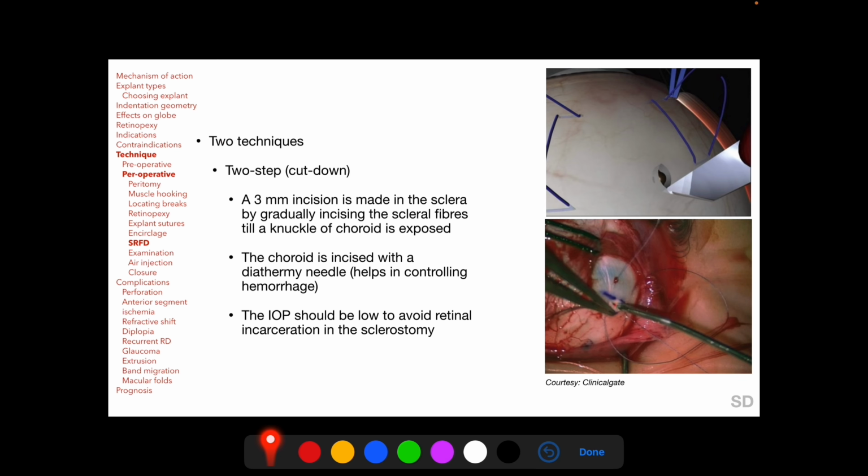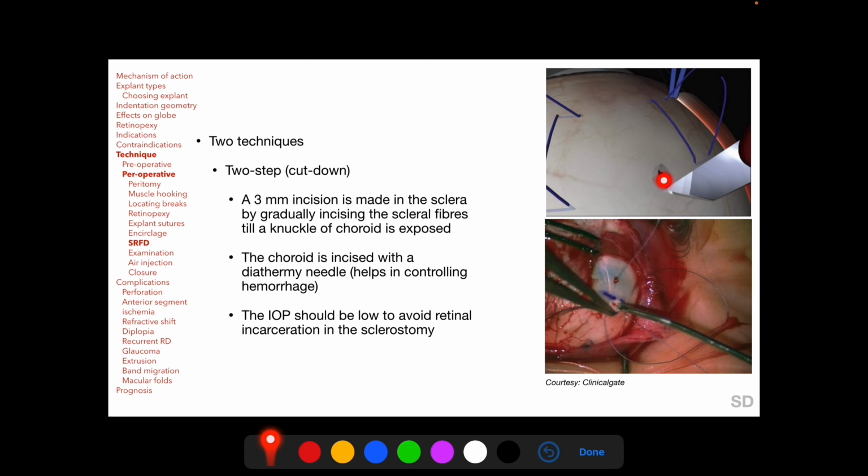Two techniques are commonly employed for SRFD, of which the two-step or cut-down technique is more popular. In this technique, a 3 mm incision is made in the sclera, as shown here in this image, by gradually incising the scleral fibers till a knuckle of choroid is exposed in the sclerostomy.